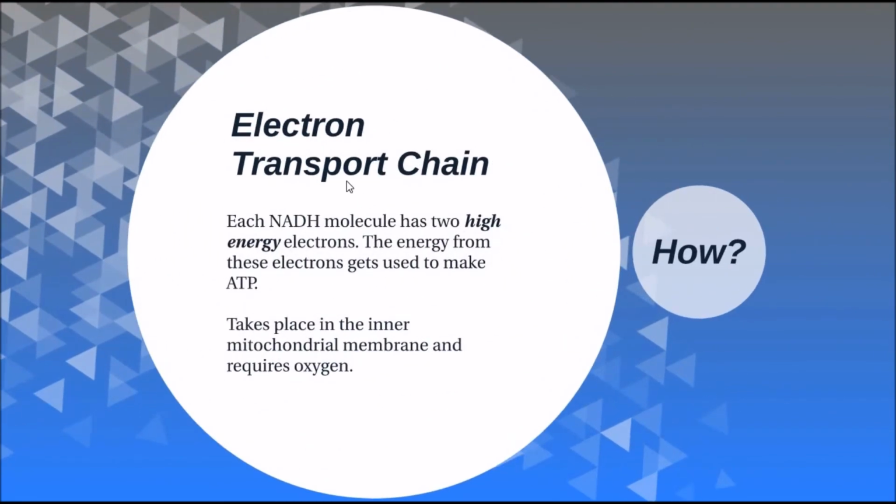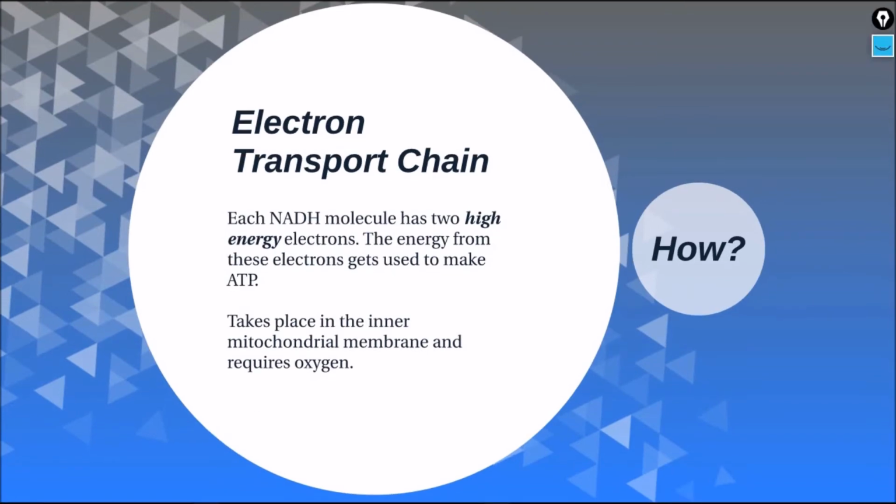And now we'll talk about the electron transport chain. Each NADH molecule is made up of 2 high-energy electrons, a proton, and an NAD plus molecule, so nicotinamide adenine dinucleotide. And the energy from these electrons gets used to make ATP. So the high energy from these electrons is going to be harvested, and it's going to be used to make ATP. This process takes place in the inner membrane of the mitochondria, and it's an aerobic process because it requires oxygen.